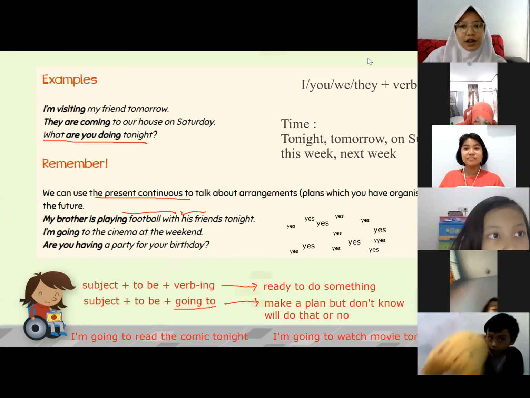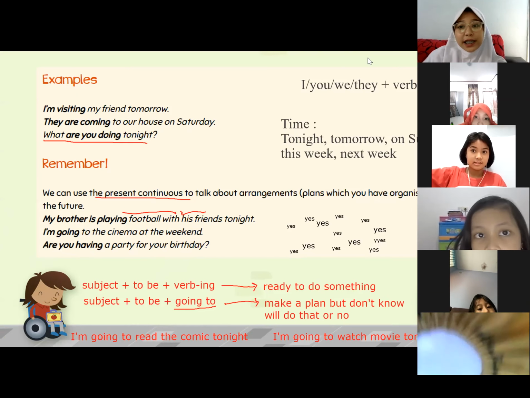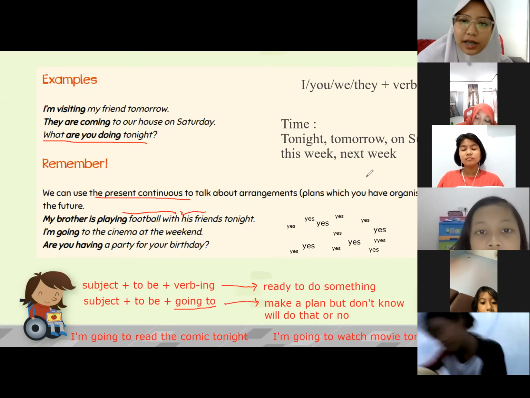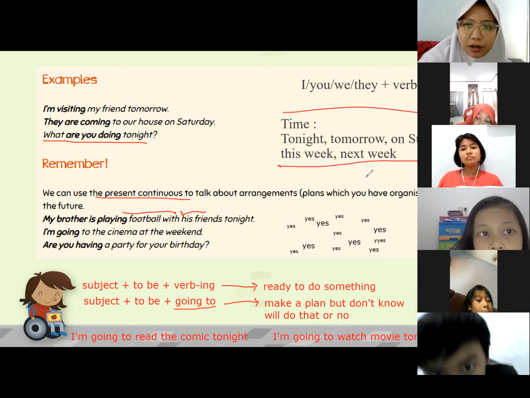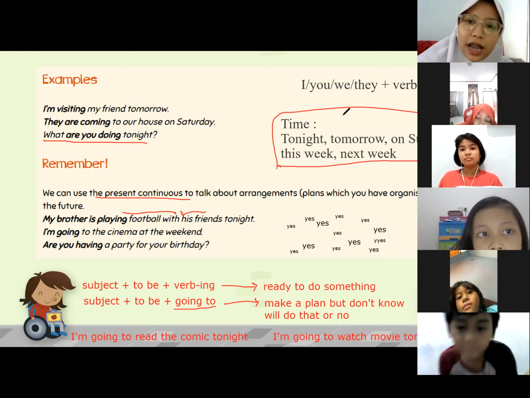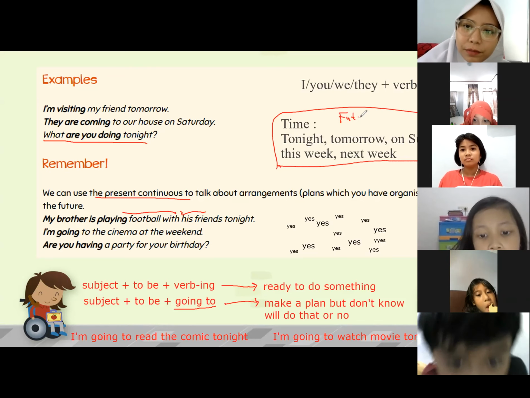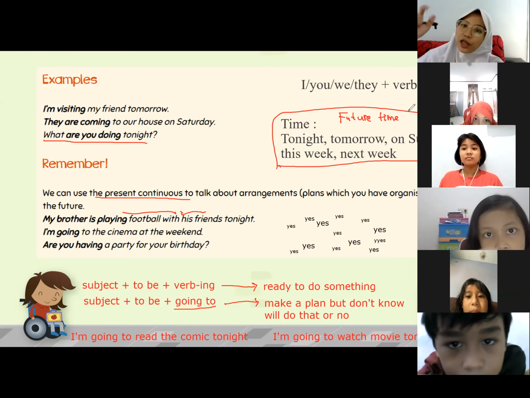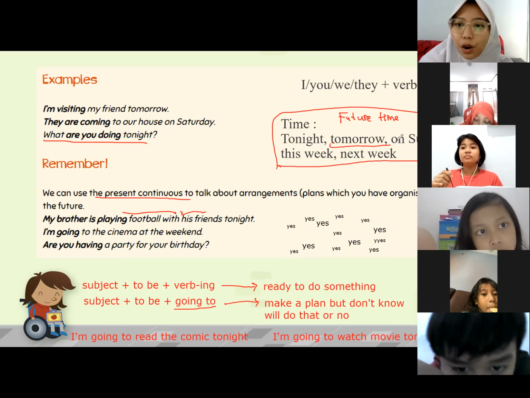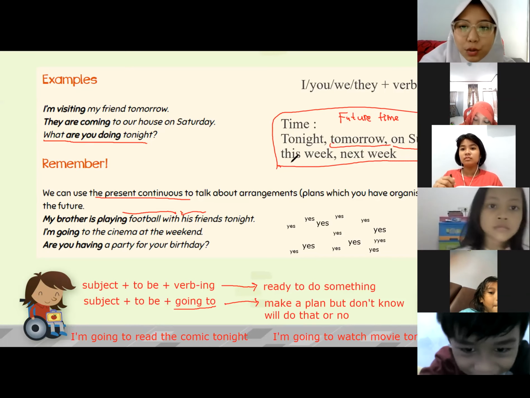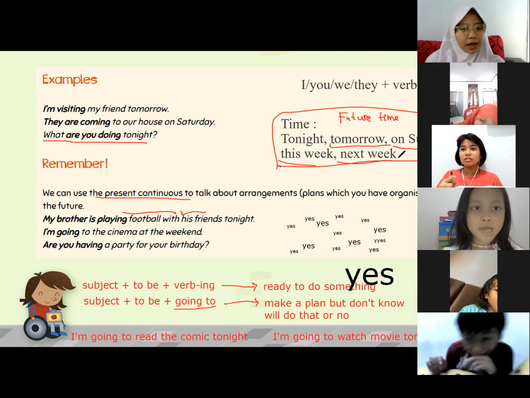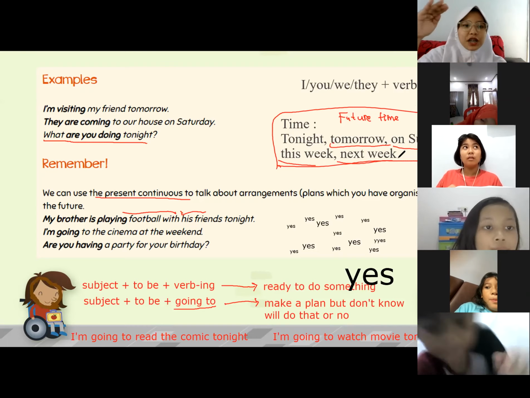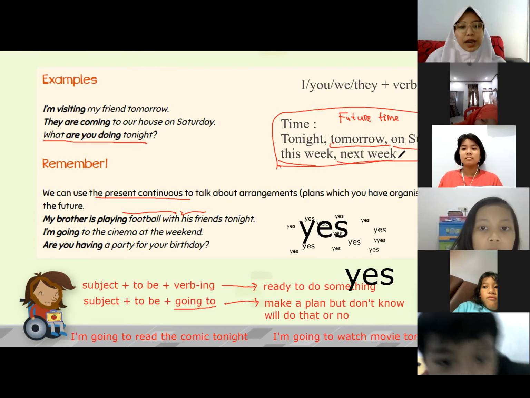So here, how to make a sentence using going to or something. We have the time like this, guys. This is the future time, right? It can be tonight or tomorrow, on Sunday, this week, maybe next month. That is the time sign when you arrange your plan, right? You make a plan.